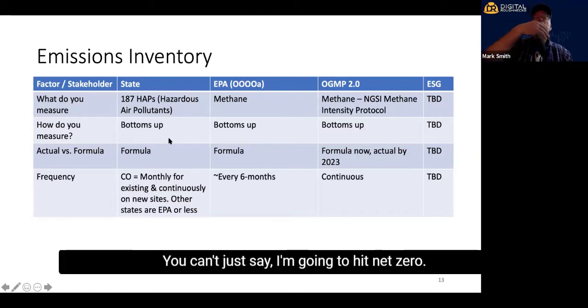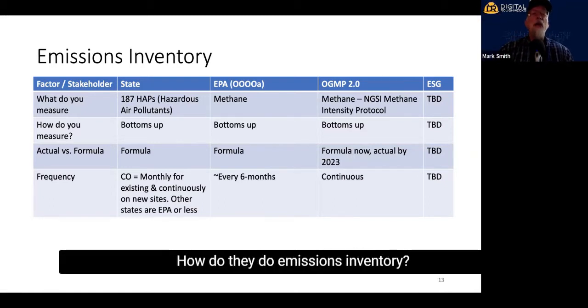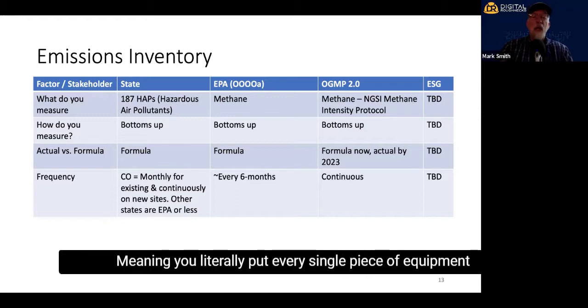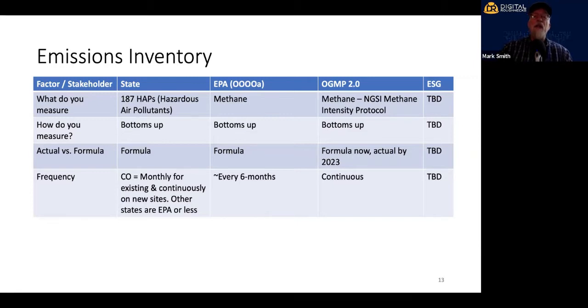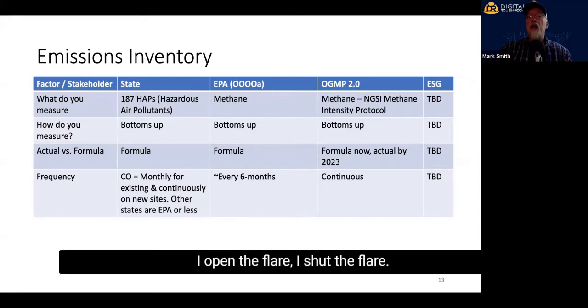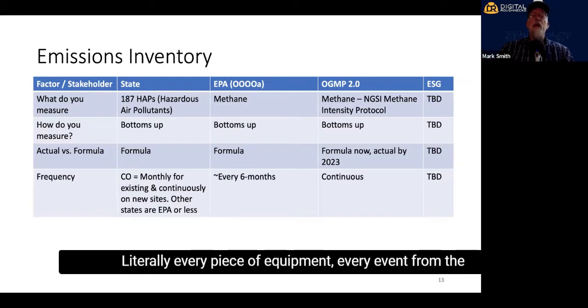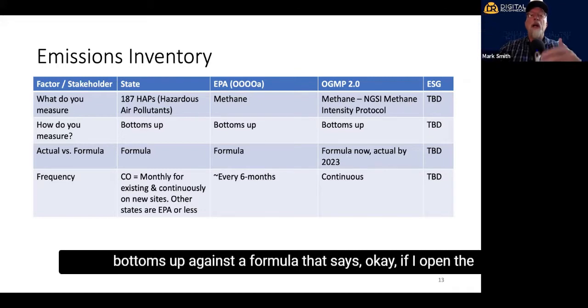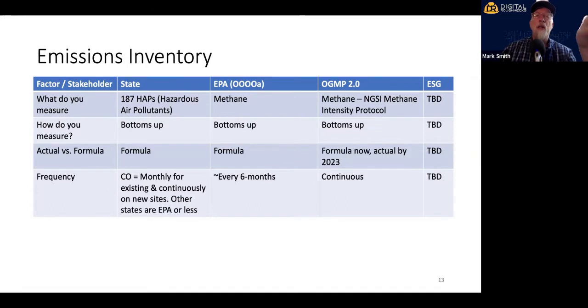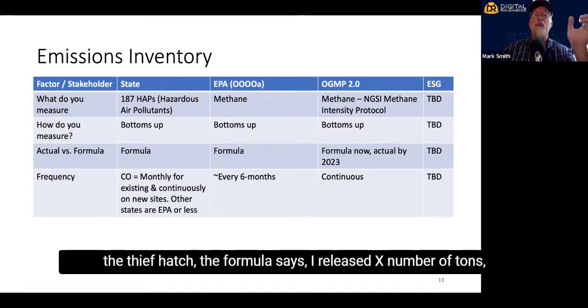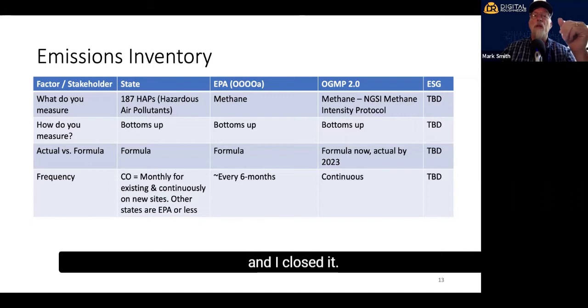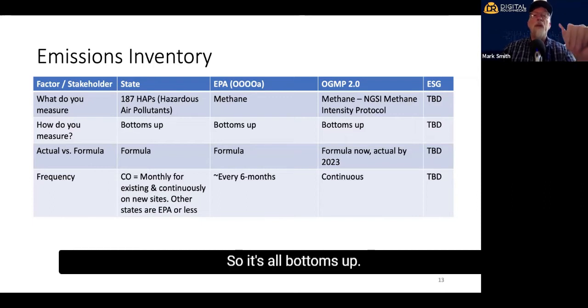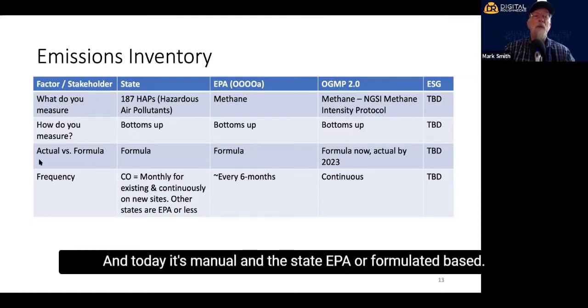Okay, you can't just say I'm going to hit net zero. How do they do emissions inventory? Bottoms up, meaning you literally put every single piece of equipment and event. So I got a flare, I open the flare, I shut the flare, I open this thing, right? Literally every piece of equipment, every event from the bottoms up against a formula that says, if I open the thief hatch, the formula says I released X number of tons and I closed it, right? And so it's all bottoms up. And today it's manual, okay?